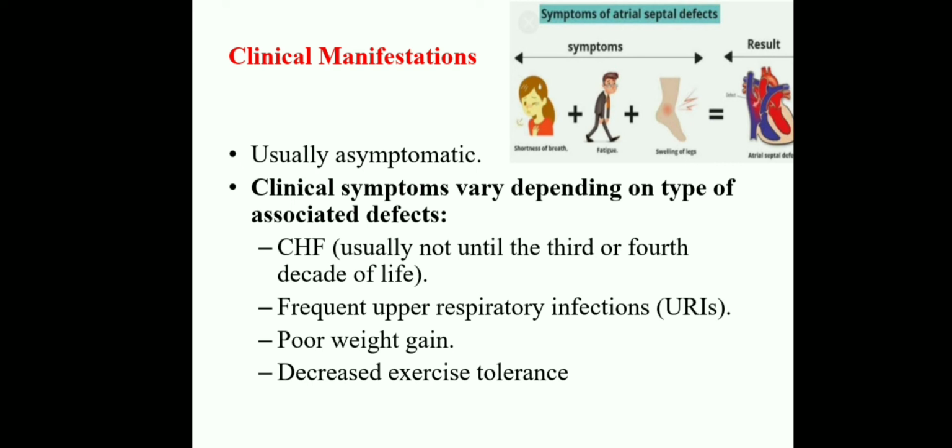Okay, frequent upper respiratory infections, because some pulmonary overload is there. The child is suffering with frequent upper respiratory tract infections and poor weight gain, decreased exercise tolerance. Okay, these are the clinical features that may be present in those babies.